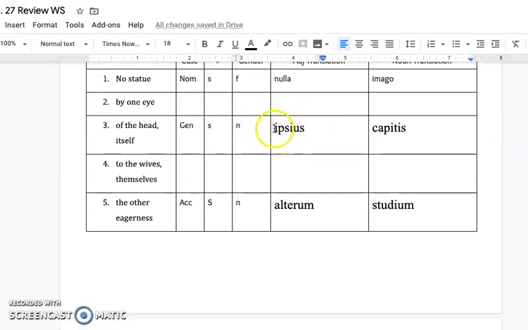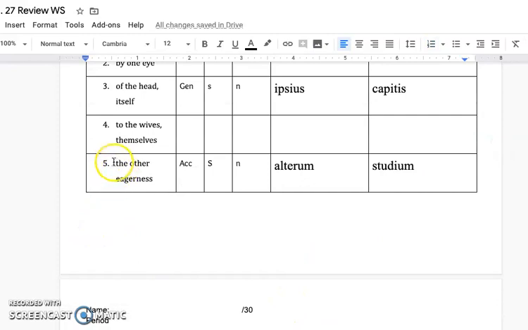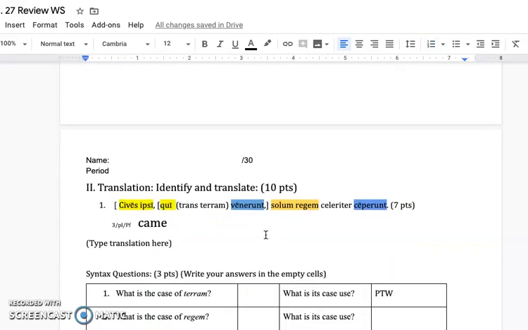We did talk about the word ipsius and capitis. These ones seem a little more difficult just because we're not used to this expression for intensive, but in Latin it's just a regular noun adjective pair. And same deal for alterum. Remember that we have the word alter, which means the other, and then we have the word alius, which means other, another. So make sure you're using the correct word there.